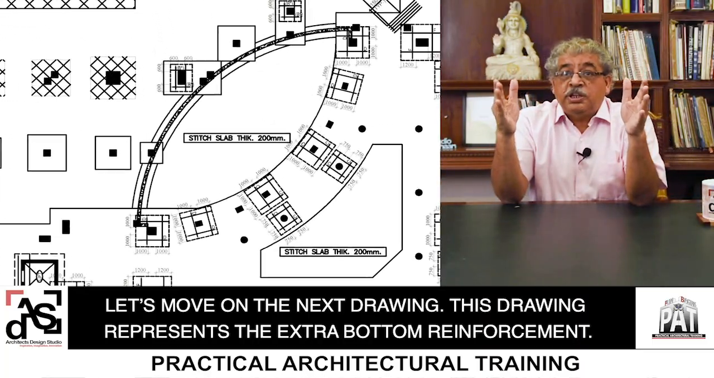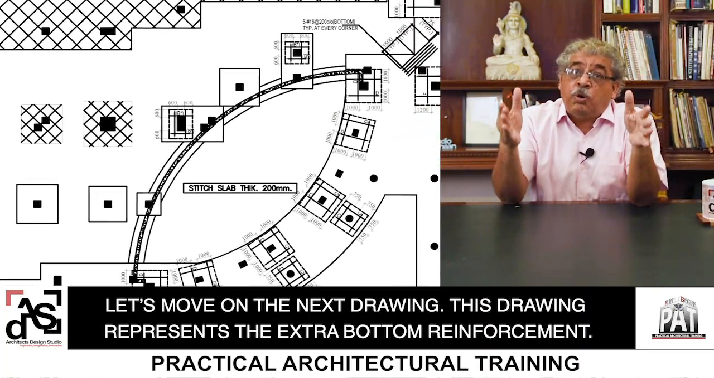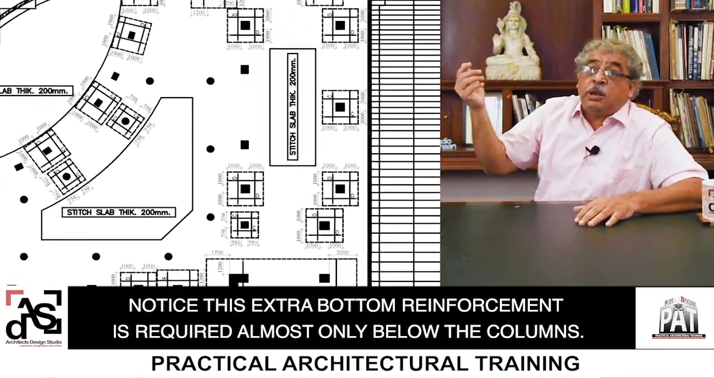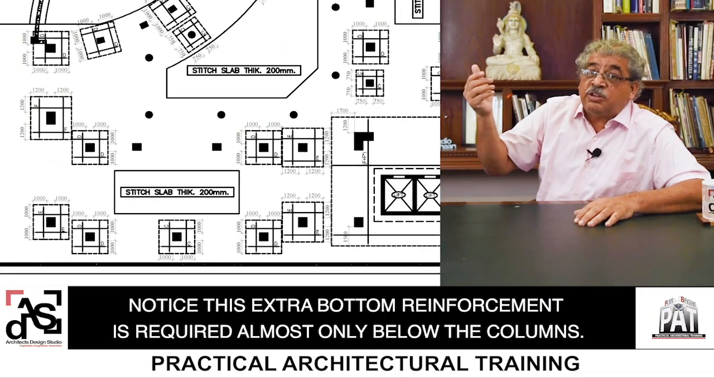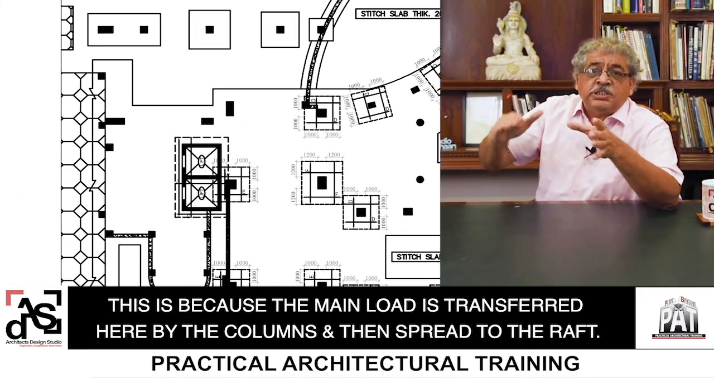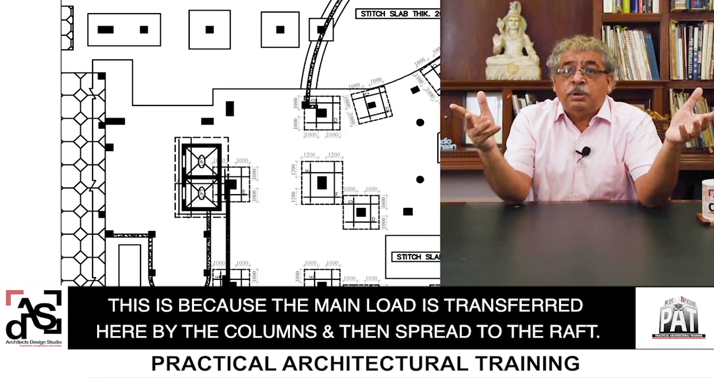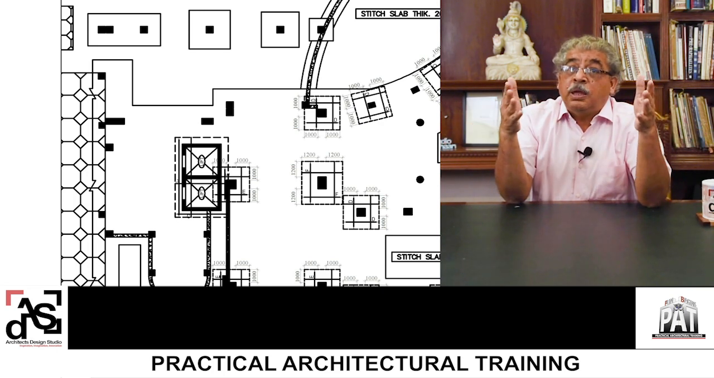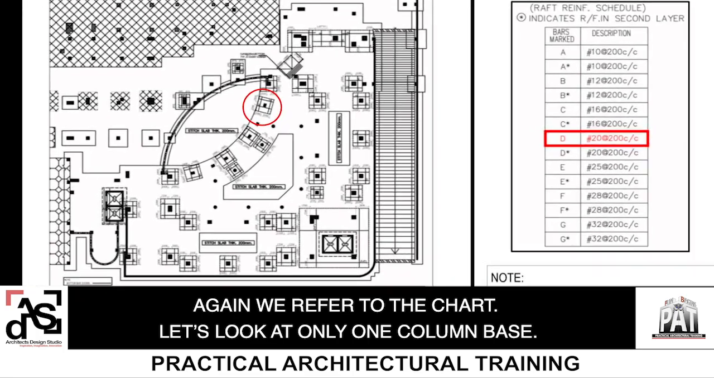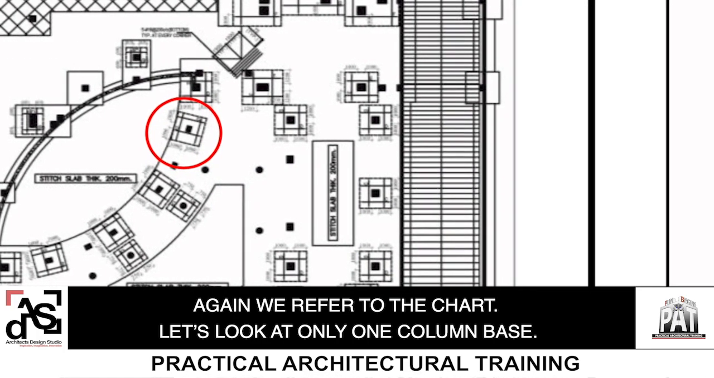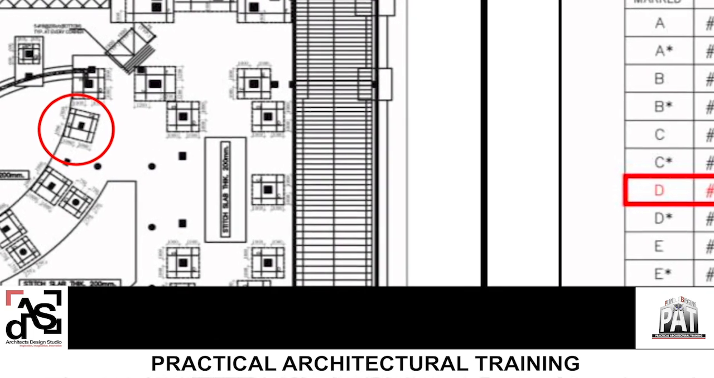This drawing represents the extra bottom reinforcement. Now you notice this extra bottom reinforcement is required almost only below the columns. This is because the main load is transferred here by the columns and then spread to the raft. Again we refer to the chart for this. Let's look at only one column base. Let's zoom on to one column base.